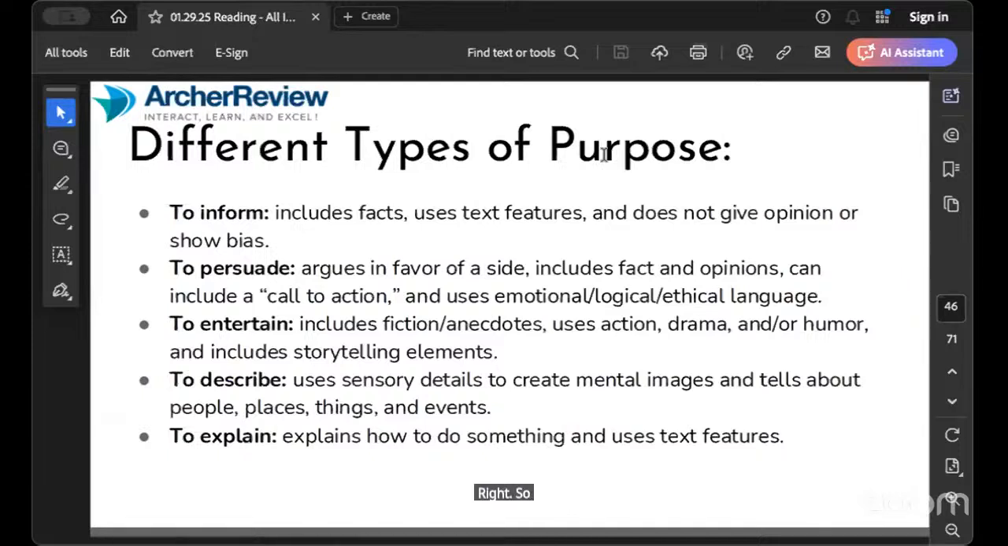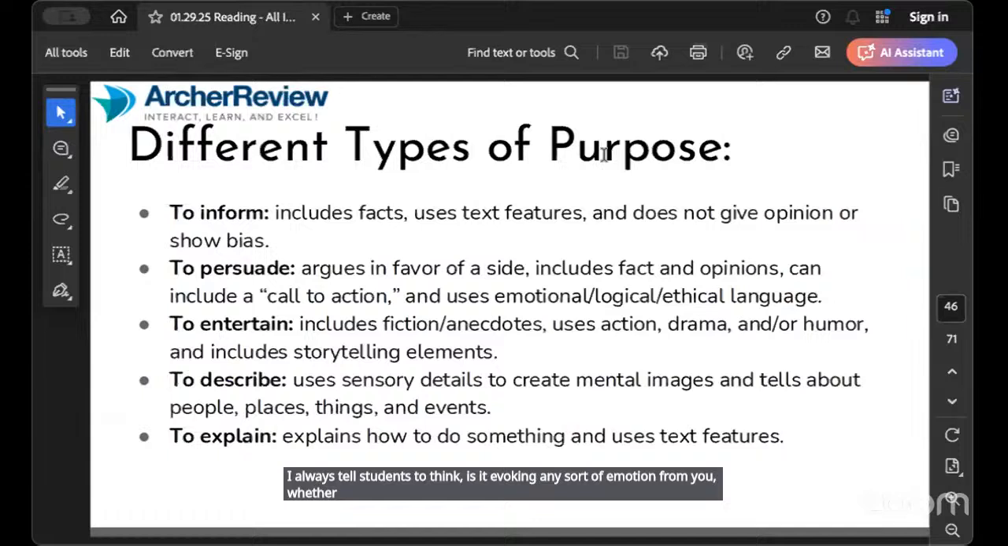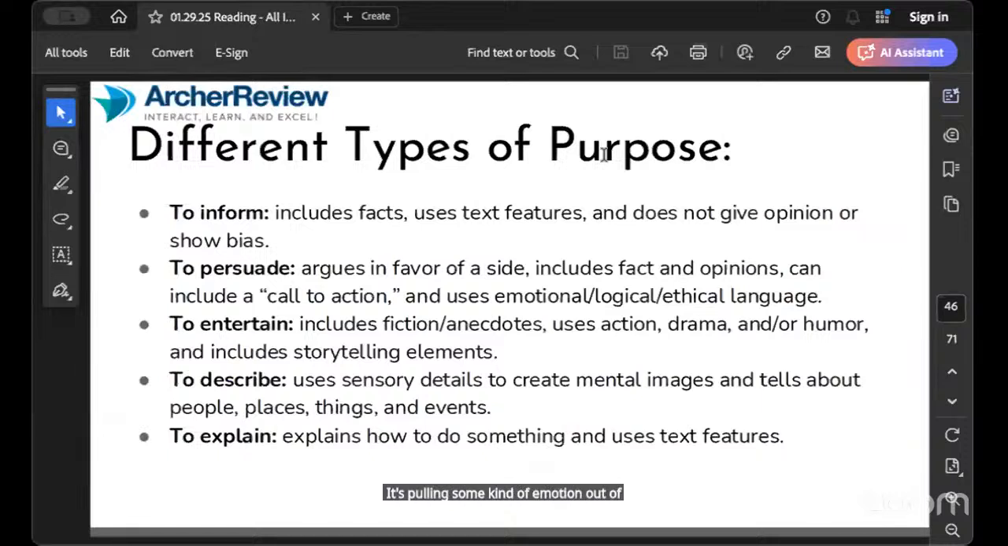So, entertain. Just remember, if something's to entertain, it's not necessarily always positive. I always tell students to think, is it evoking any sort of emotion from you? Whether it be funny, positive, negative, or ugly crying, it's pulling some kind of emotion out of us. Okay? And just remember, poor Jack. She said she never let go, but she did. Okay, I digress. My bitterness is seeping through.